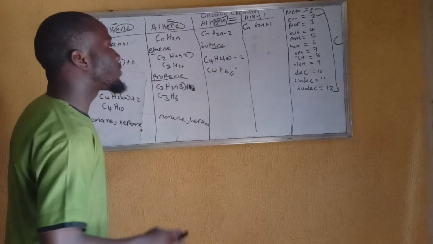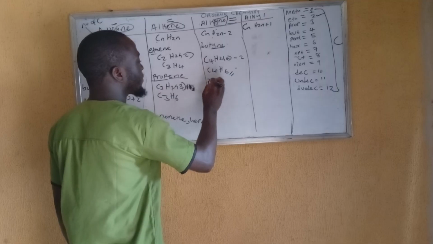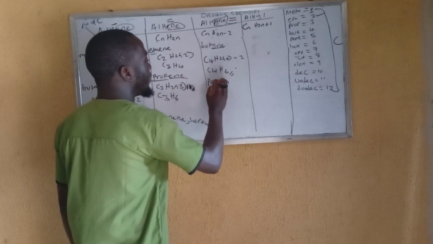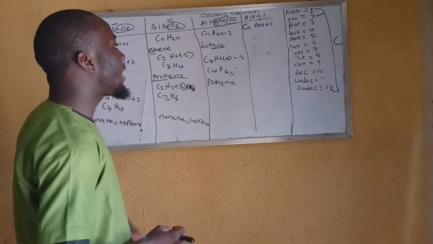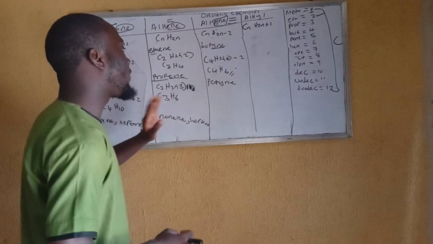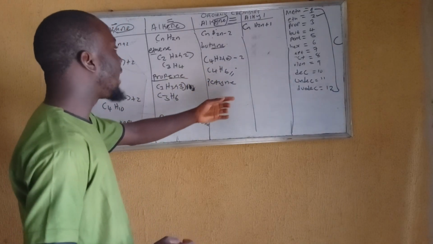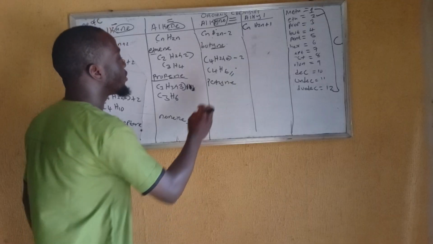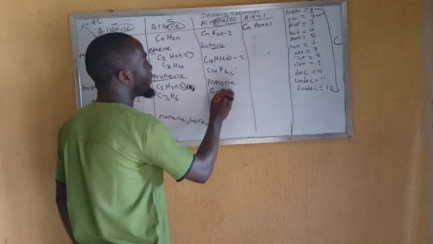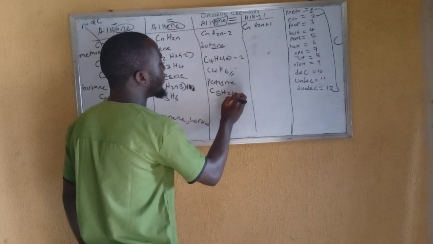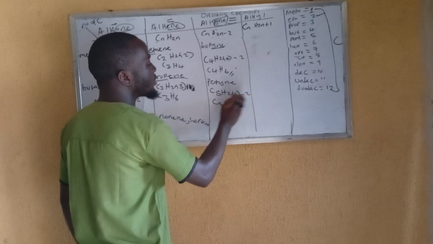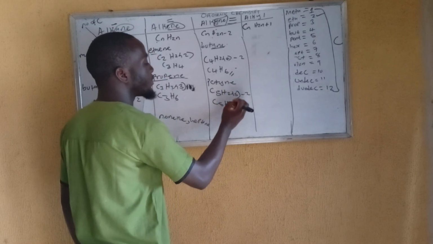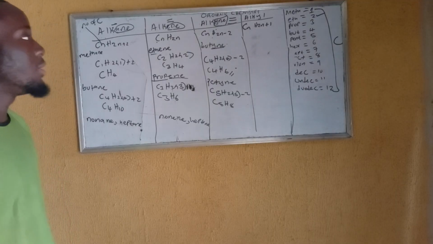Now, moving to the next one, we have pentyne. For pentyne, pent means 5. Then your number of carbon is 5. Yne means it belongs to an alkyne family. So we say C5 H2(5)-2, which is C5H, 2 times 5, 10, minus 2, 8. C5H8. As simple as that.